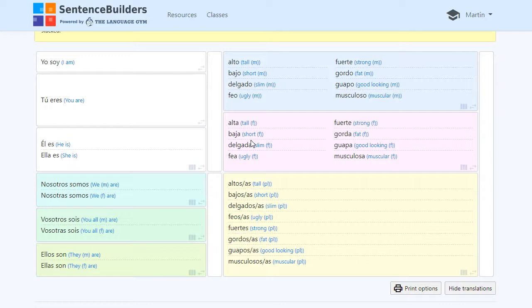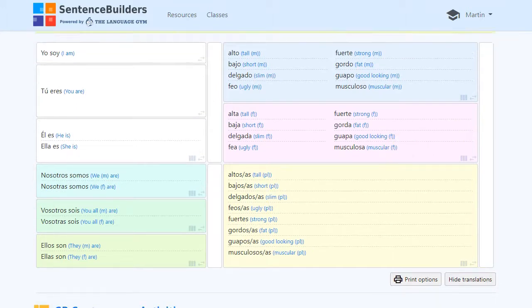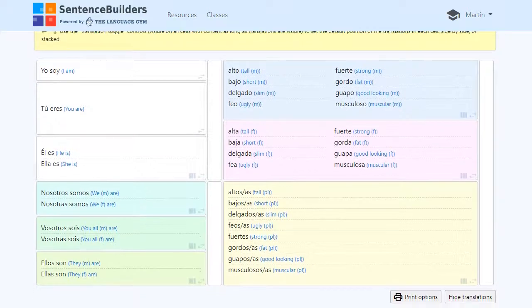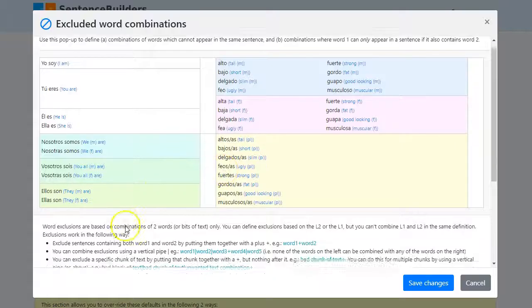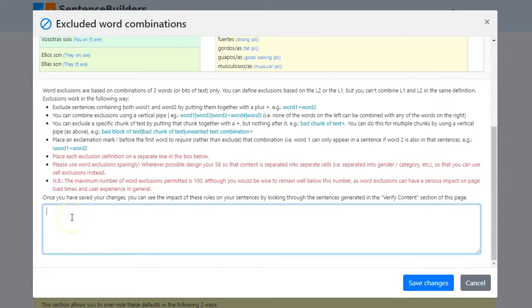This time though, because there isn't ever any one fixed way of creating a resource, I'm going to use word-based exclusions. So I'll just add those in now. And what we're going to say is that whenever we have he is, that can't go with the brackets F, and whenever we have she is, that can't go with brackets M. So we're saying that he is can't go with feminine adjectives and she is can't go with masculine adjectives.